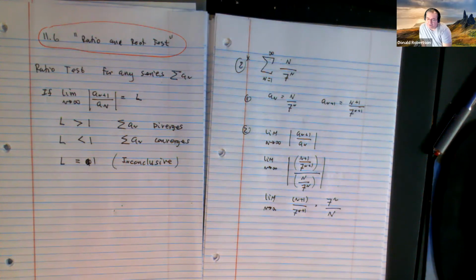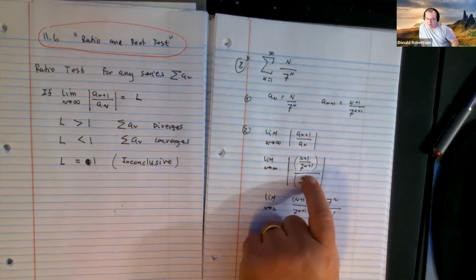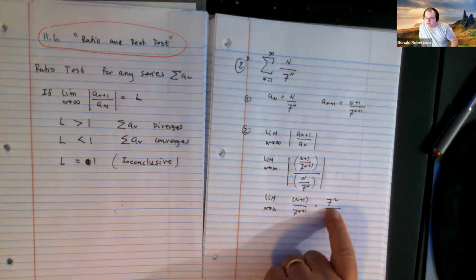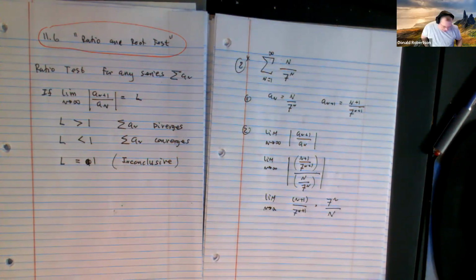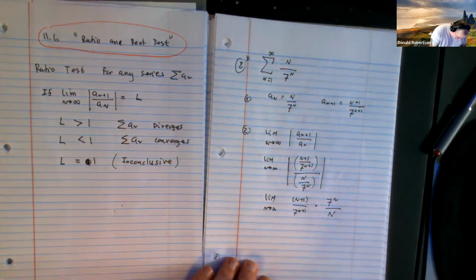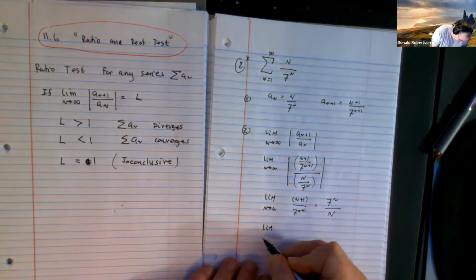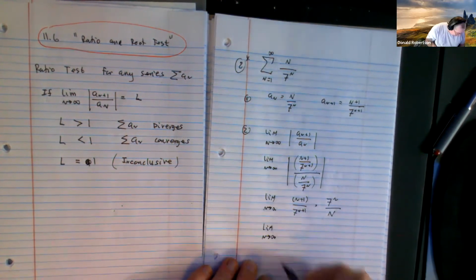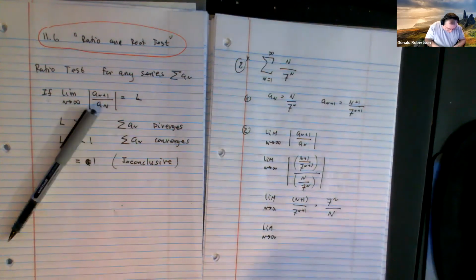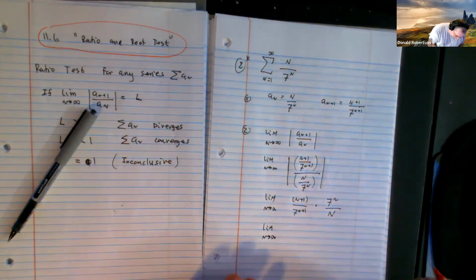Are you comfortable about why the absolute value has gone away and how this divided by that becomes this multiplied by its reciprocal? You comfortable with that? Right, now what you need to do is to simplify as much as possible first. Sometimes you get away with a lot of simplification, sometimes none.